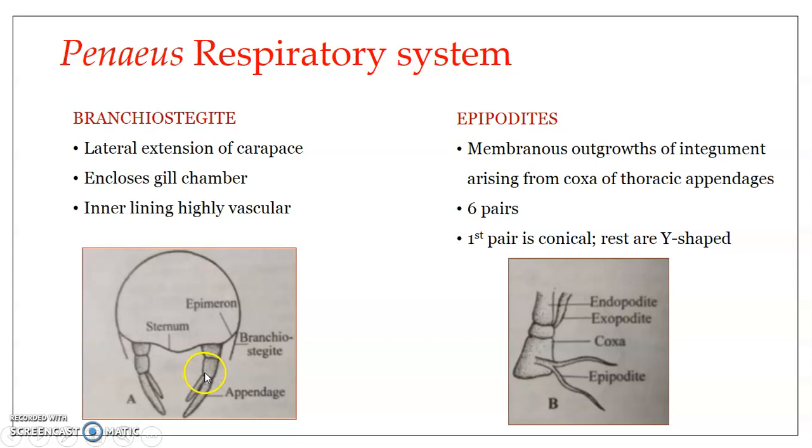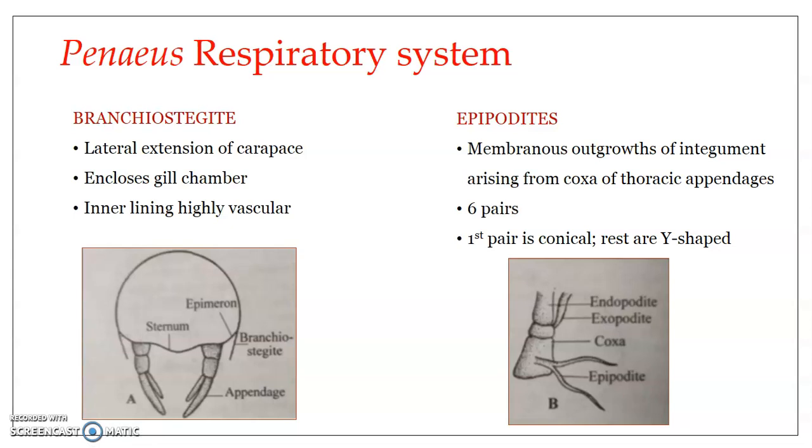The next respiratory structure is the epipodite. Epipodite was already mentioned when we discussed the appendages, but here we can see it once again. Epipodites are structures found attached to the coxa of the thoracic appendages, and there are 6 pairs of appendages, and hence 6 pairs of epipodites can be seen. In the first pair of thoracic appendages, the epipodite is conical in nature, and this figure shows the structure of epipodite found in the rest of the 5 pairs of thoracic appendages. It is Y-shaped.